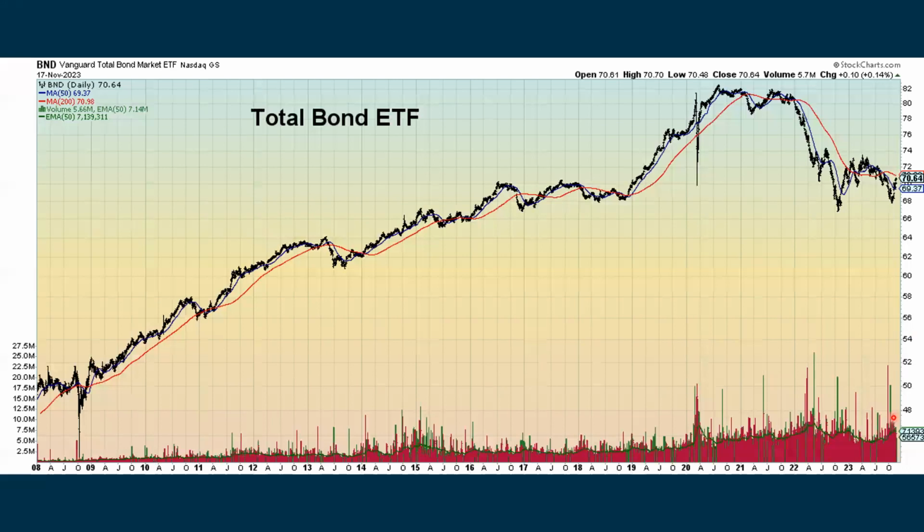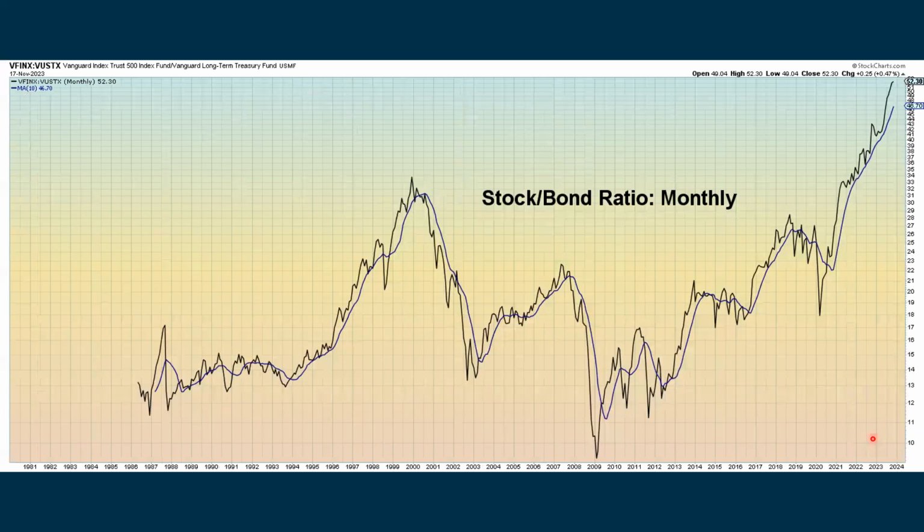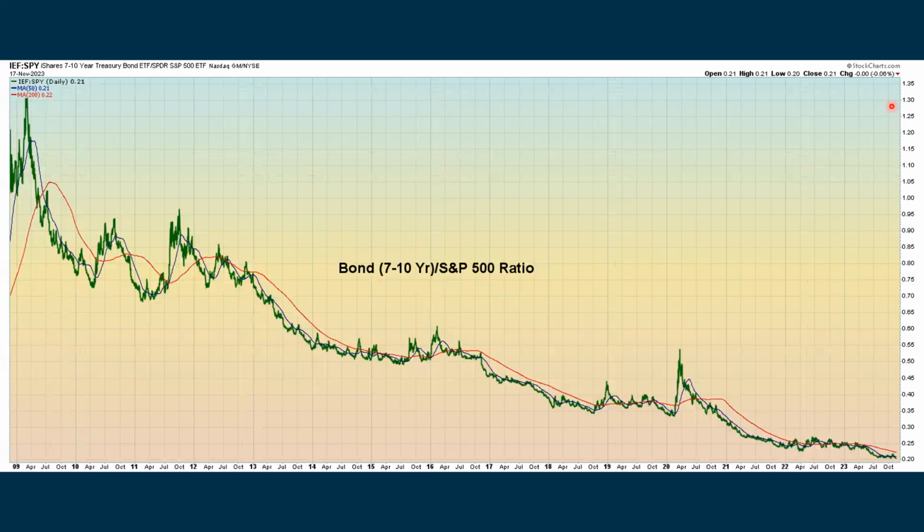We look at bonds to stocks. This is a total bond ETF, which continues to be in a downtrend, even though it's been bouncing back up. Then we look at world bonds, which came down and kind of tested this previous low here and have been seeing an improvement, but we're still in a longer-term downtrend. We look at a monthly chart of the stock to bond ratio, showing that stocks are outperforming bonds. Then we look at another daily chart showing how bonds are underperforming stocks.